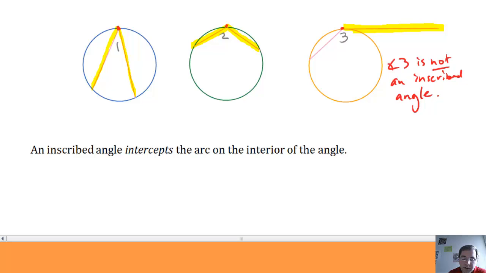So the arc that is the interior of the angle, this arc for angle number 1, is the arc that the angle intercepts. This arc, which happens to be the major arc here because it's the biggest one, is the arc that angle 2 intercepts. So the arc that's on the interior of the angle is the one that we say the angle intercepts.